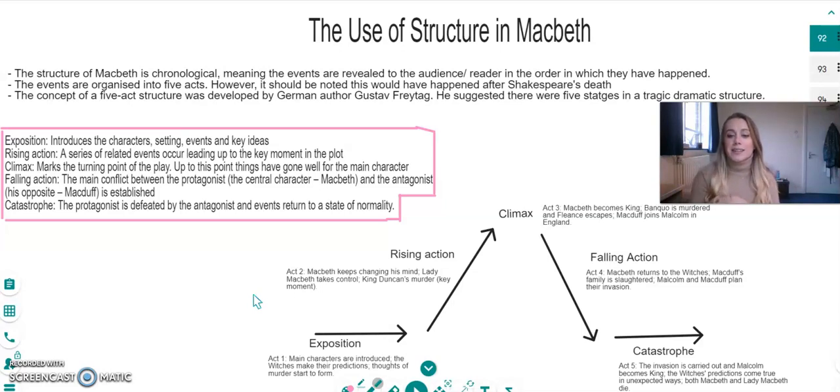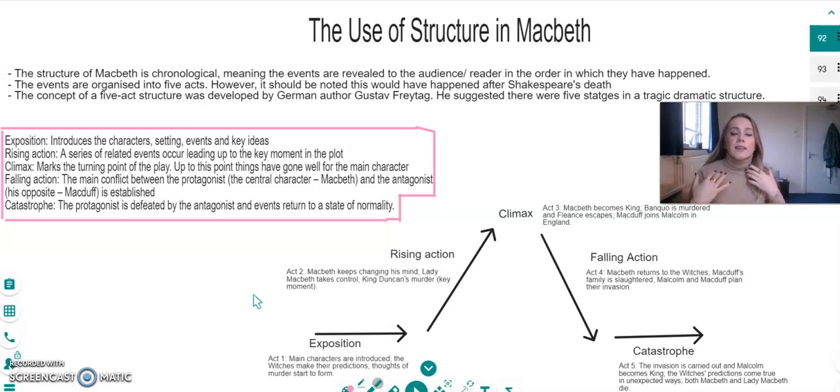Now the climax is Act 3 in Macbeth, and this is where Macbeth becomes king. Banquo is murdered, Fleance escapes, and Macduff joins Malcolm in England. So these events, this is where things begin to go wrong for our protagonist. This is where things begin to go downhill. And then we head down with the falling action.